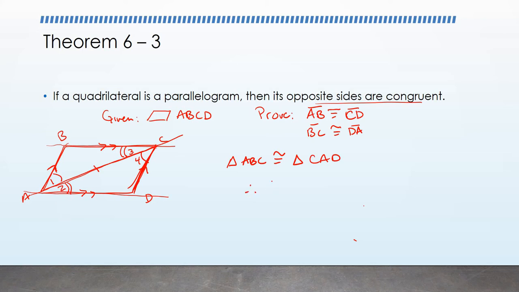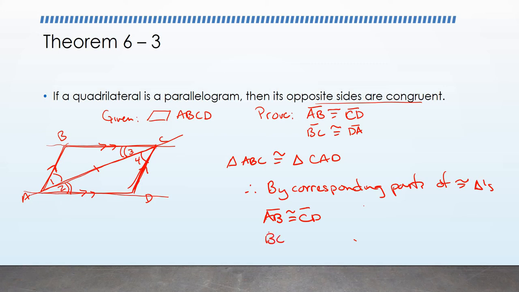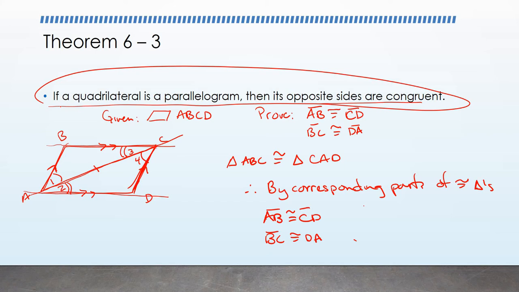Therefore, by corresponding parts of congruent triangles, I can say that AB is congruent to CD and that BC is congruent to DA. So I didn't do a formal proof, but just showing you how we know that opposite sides are congruent, and we have now proven this. I'll do some work later with how we're going to make use of that.